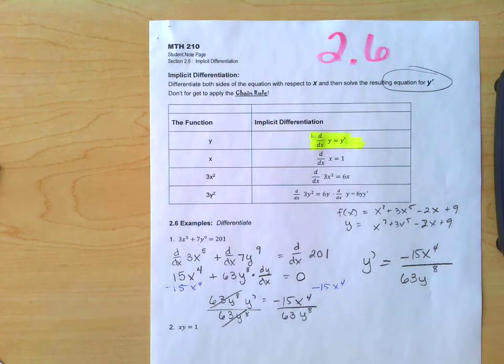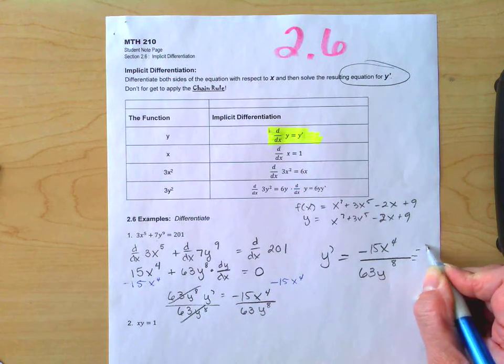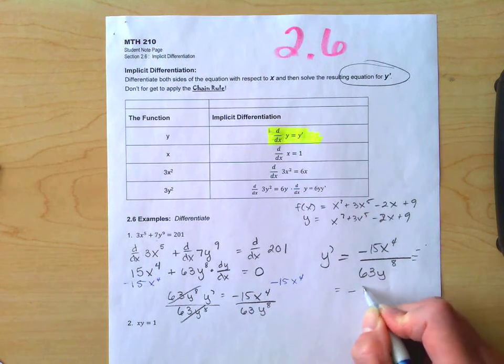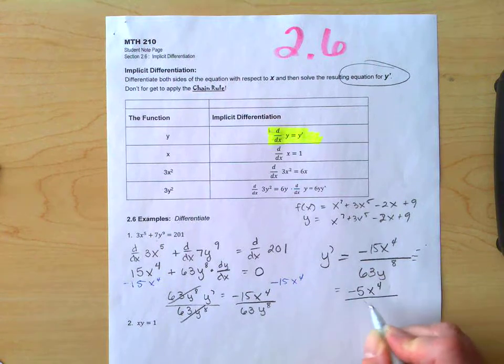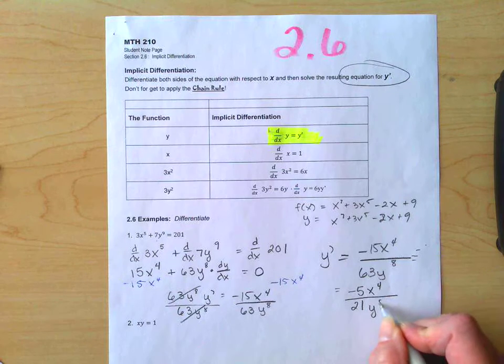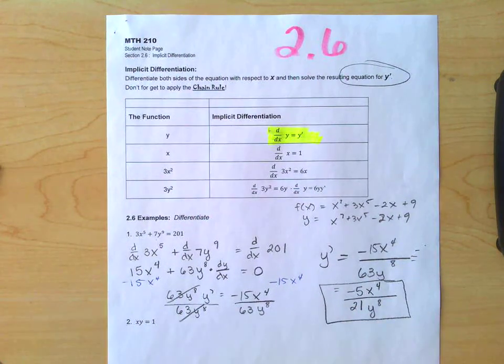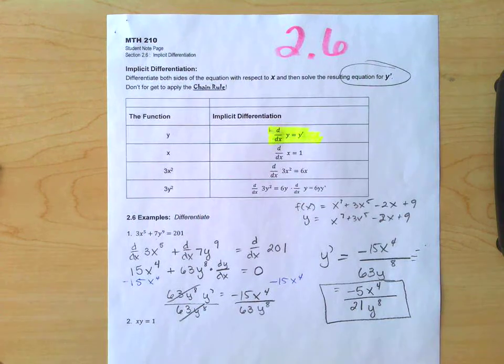Actually, I'm mistaken there. It's not the final answer because this 15 can be reduced by 3. So our final answer is going to have x to the 4th, and 3 goes into 63 21 times. So we get negative 5x to the 4th over 21y to the 8th. That's the first example for implicit differentiation.